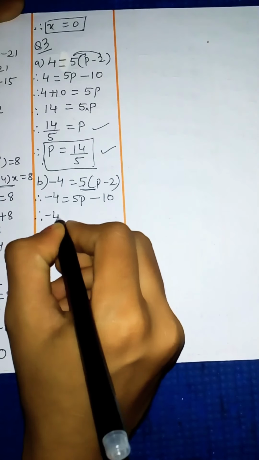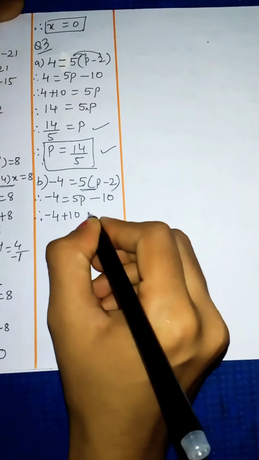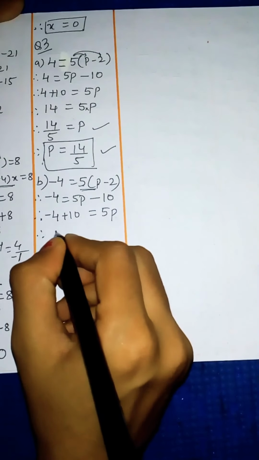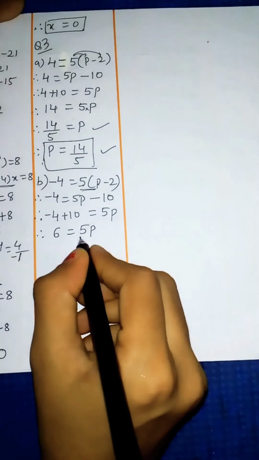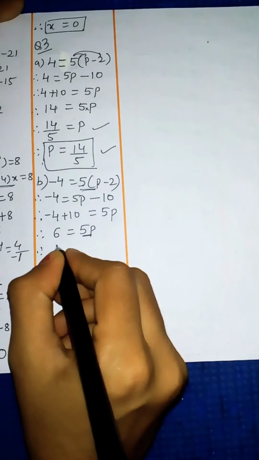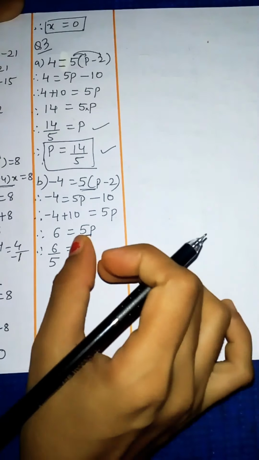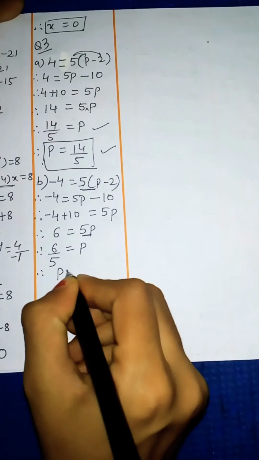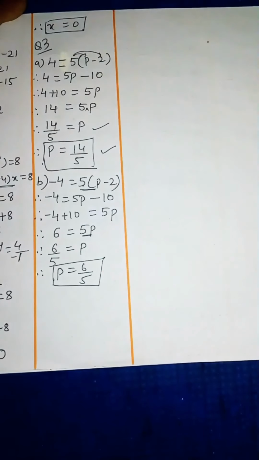So minus 4 as it is, minus 10 we are bringing here, so it will be plus 10, and this side 5p left, only 5p is left. Now here 10 minus 4 will give you 6, and this side it is 5p. So this 5 is in multiplication, so this 5 we will take now, so 5 will be in division, so 6 upon 5 equal to p. So what is the value of p? p is equal to 6 upon 5, or 6 upon 5 is equal to p. Both are same. You can write it this way or this way, both are same.